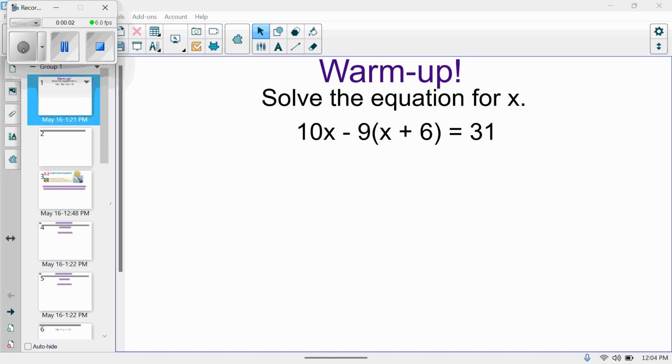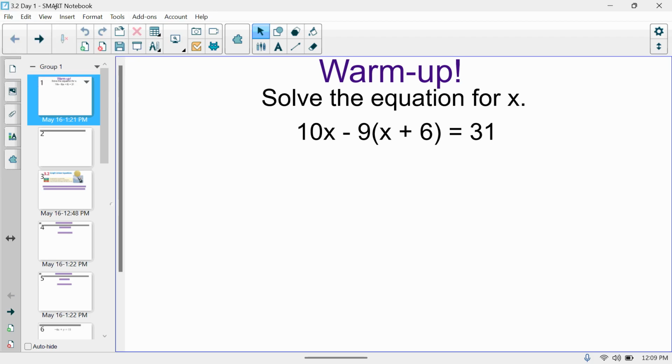At the top center of your page, you should see the warm-up question. So we are seeing if we remember how to solve this equation for x. So go ahead and get started on this.